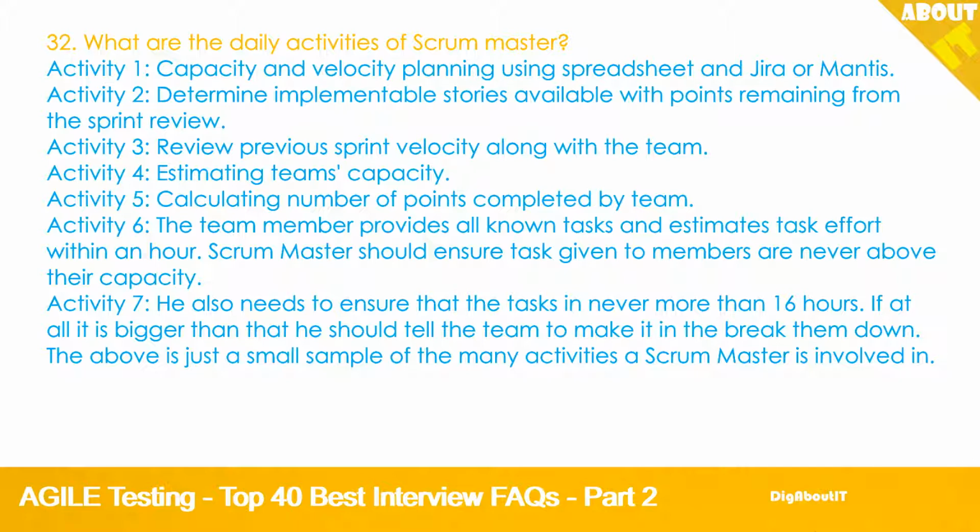Activity 6. The team member provides all known tasks and estimates task effort within an hour. Scrum Master should ensure tasks given to members are never above their capacity. Activity 7. He also needs to ensure that the tasks are never more than 16 hours. If at all it is bigger than that, he should tell the team to break them down. The above is just a small sample of the many activities a Scrum Master is involved in.